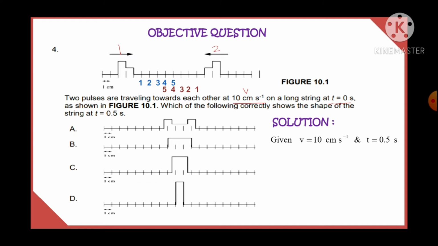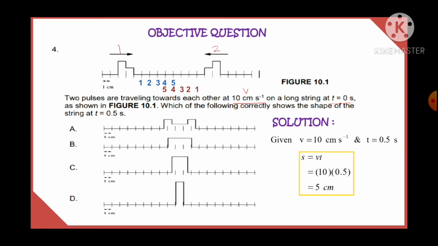Referring to the information given, the speed of the pulse and t at 0.5 second, we can get the distance or the position of the pulse after 0.5 second using the equation s is equal to vt. When we calculate, we get s is equal to 5 centimeter. This means that pulse 1 moves 5 cm to the right and pulse 2 moves 5 cm to the left in 0.5 second.